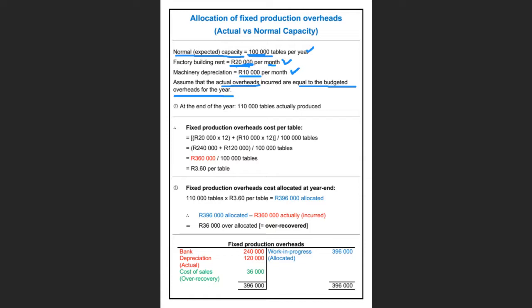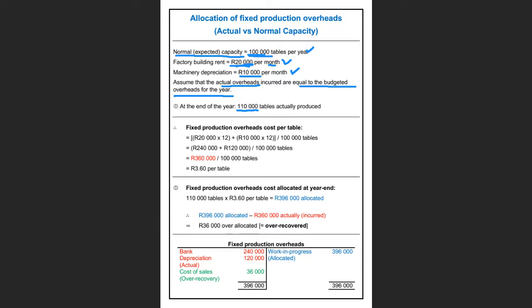And then it says at the end of the year, we're told that we actually produced 110, right? So now just assume that you can't see the rest of the question. Can you tell me, is this going to be an over or under recovery? I just want the word over or under in the chat, right? Is this going to be an over or under recovery?